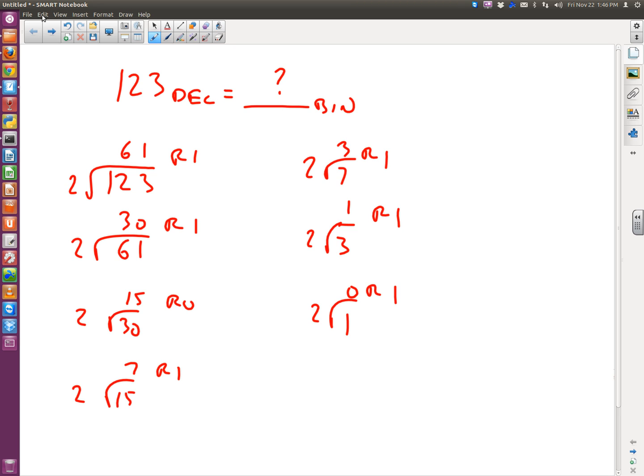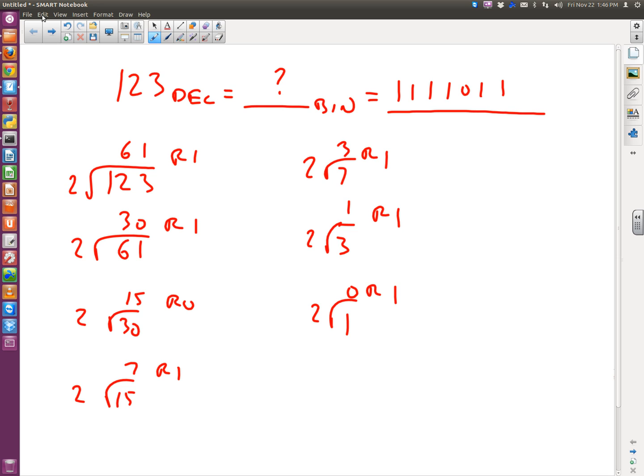And what do you do? You write those digits backwards. Those remainders are binary digits. When you divide by 2, the remainders are 0s and 1s. When you divide by 3, your remainders are 0s, 1s, and 2s, and so forth. So write these backwards, and I write them backwards because the last number represents the highest power of 2 that I divided by. So it's the highest order bit. 1, 1, 1, 1, 0, 1, 1.